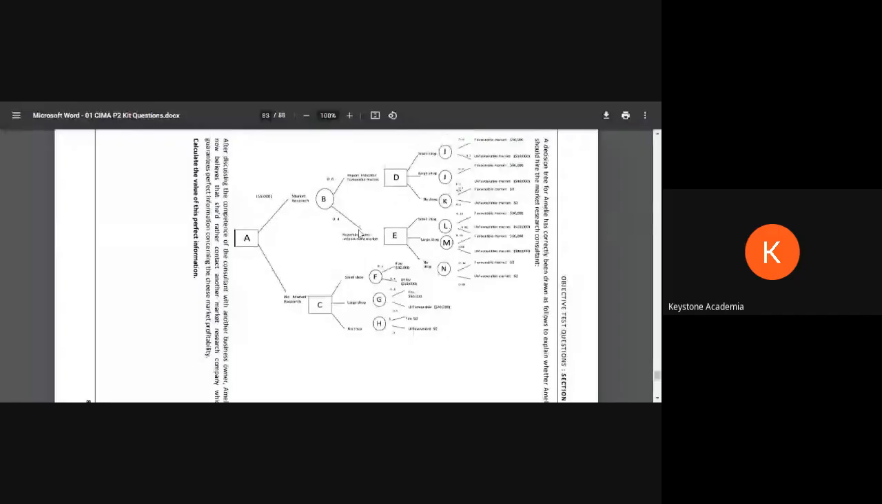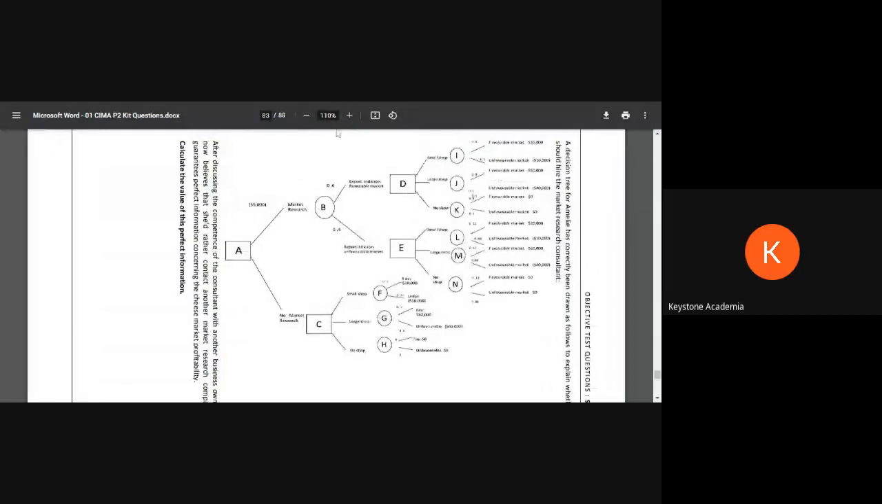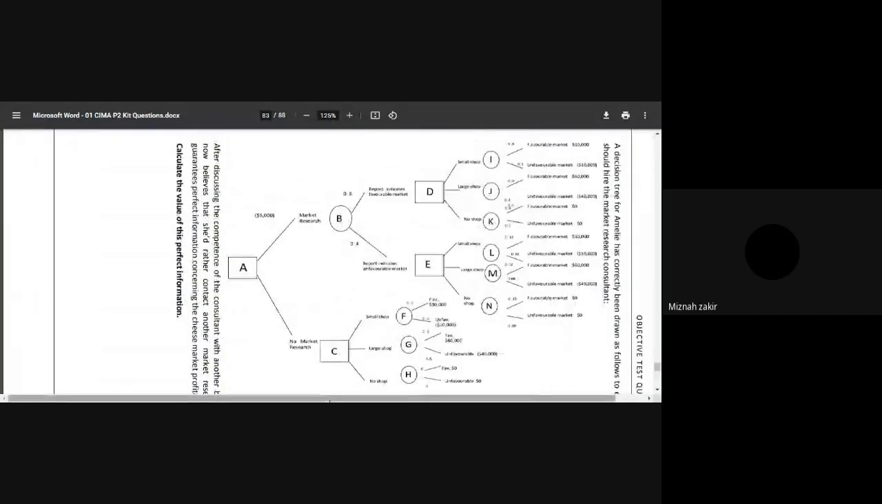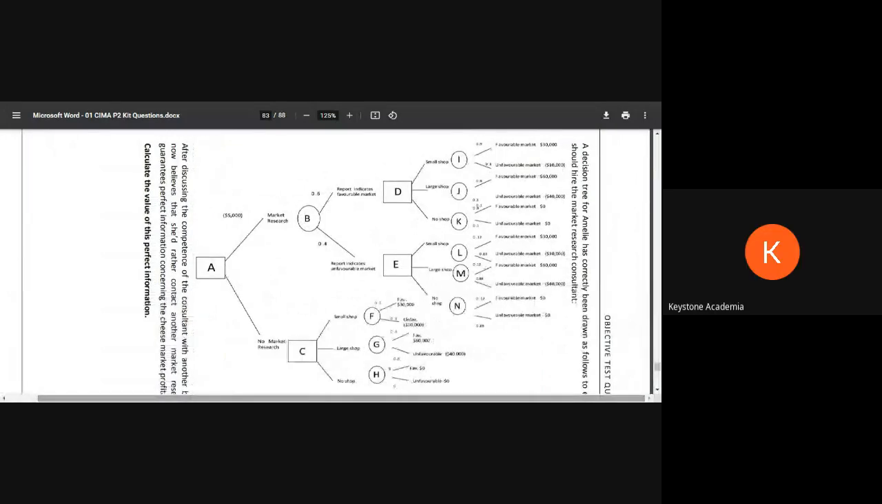Right, can you see the screen? So here you understand what a square represents and what a circle represents. So square is your decision and circle is your expected value that is going to come. So she has two options. First of all, going for market research and going for no market research. So if she does go for market research, she will have to pay $5,000 for the consultant fee.